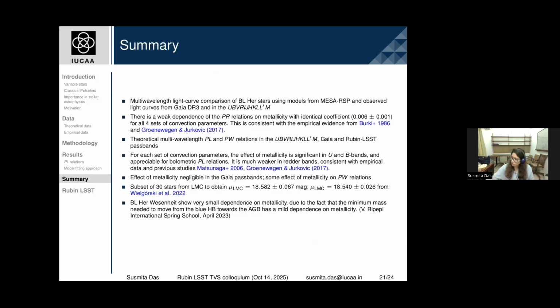So we have a quick summary here, where I include that we have computed a very fine grid of BL Her models over multiple passbands. We have studied period-luminosity and period-radius relations. We have found that our theoretical period-luminosity relations exhibit, similar to what has been shown by empirical results so far, a weak or negligible effect of metallicity. This again provides us a huge advantage over classical Cepheids and RR Lyrae, for example.